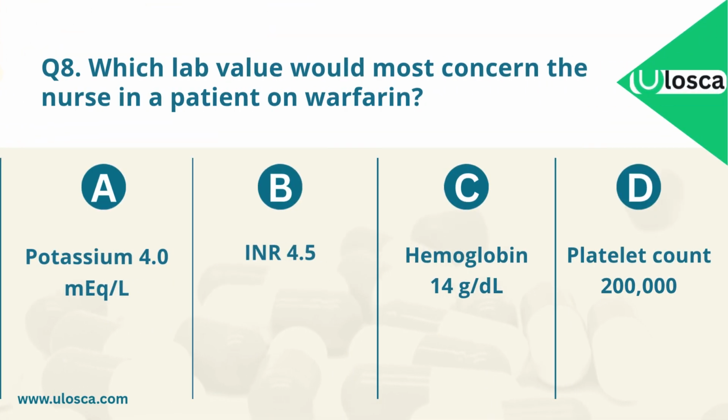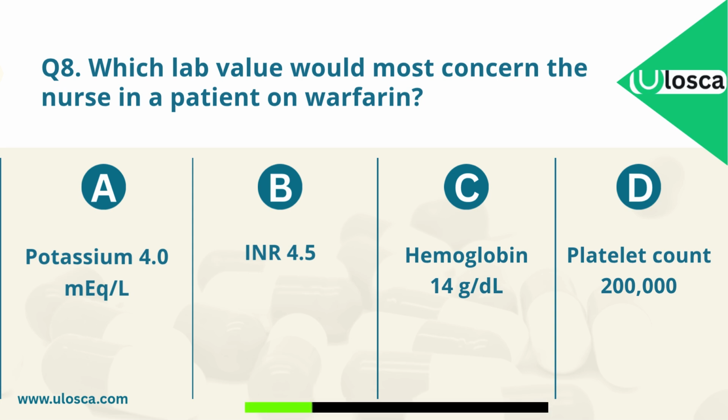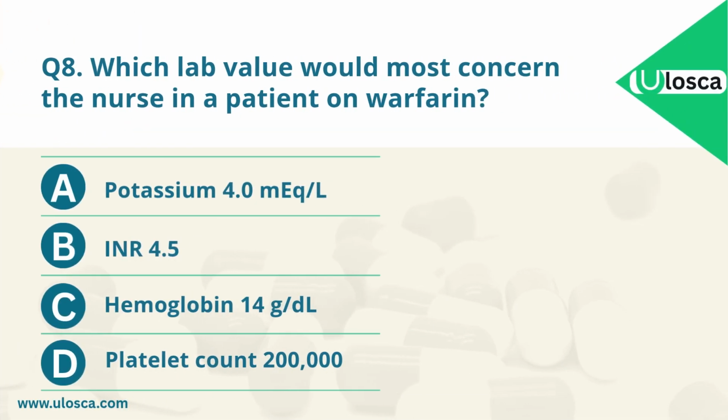Question 8. Which lab value would most concern the nurse in a patient on warfarin? A. Potassium 4.0 milliequivalents per liter. B. INR 4.5. C. Hemoglobin 14 grams per deciliter. D. Platelet count 200,000. Which one is the correct answer? The correct answer is B. INR 4.5.